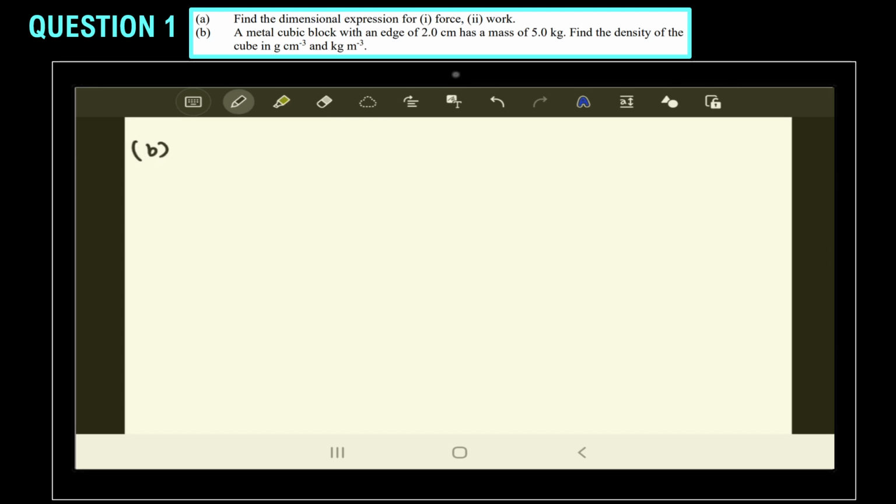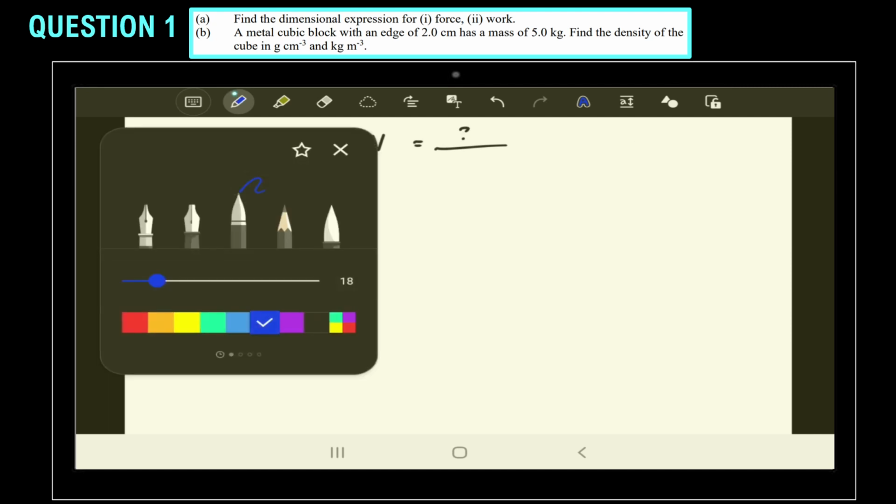Okay, so we move to the second part, which is question B. A metal cubic block with an edge of 2 cm has a mass of 5 kg. Find the density of the cube in gram per centimeter cube and kg per meter cube. Okay, so density is equal to M over volume.